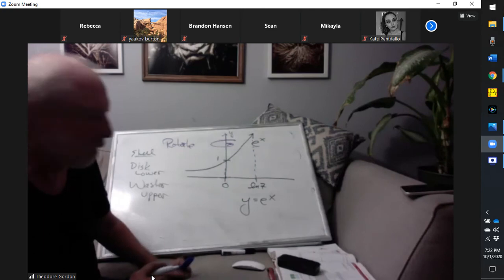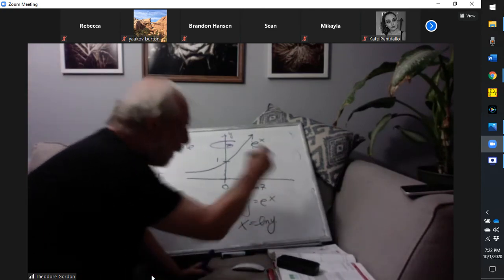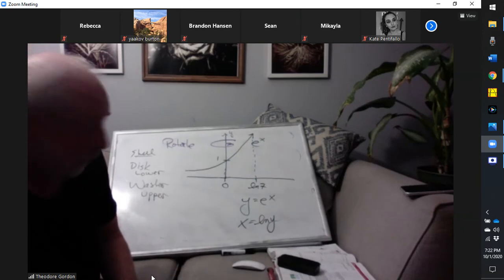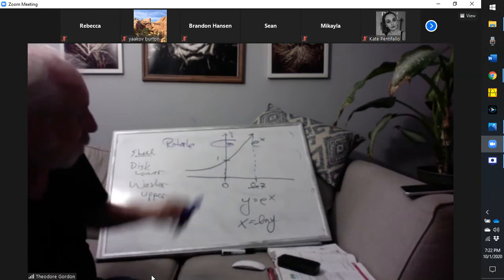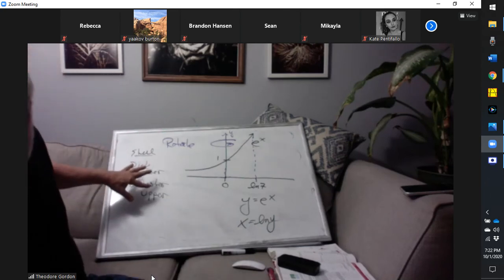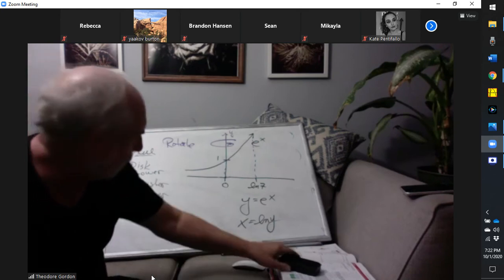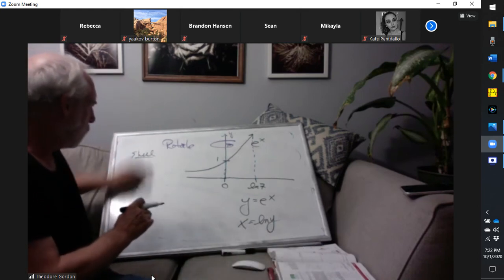You have to do the ln. Yeah, so x is equal to the ln of y. So that's what you would end up with if you did disk and washer with the function there. So we're going to do shell, but you can use those. But it'd just be way too much work. So we're going to do shell.